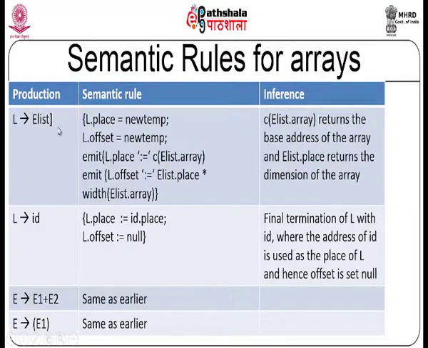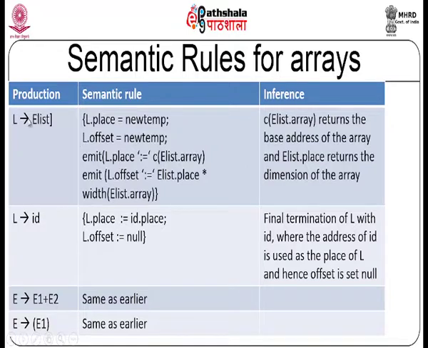Now, once I see this production, it means that my array is over. Okay, my array is over, which means it has to look at the last computation of the RHS and put it into LHS. So, what I will do here is L.place is equal to new temp, and I also say L.offset is equal to new temp. Now I will emit, I know C, it is base address minus that computation, low 1 into I1, which is done during runtime. So I will emit here L.place of C comma E list.array.